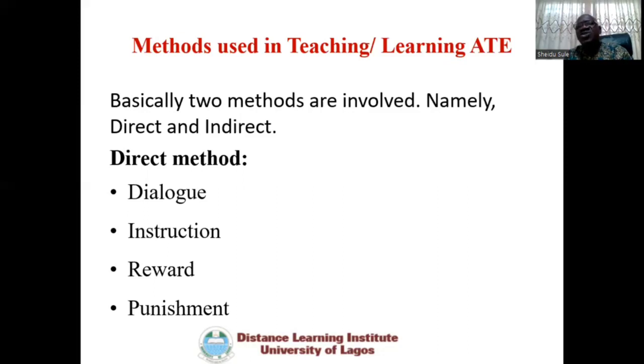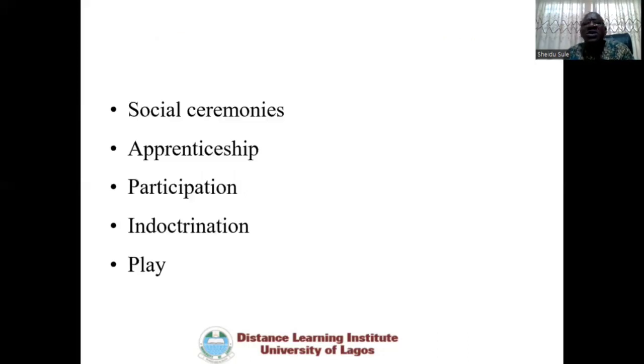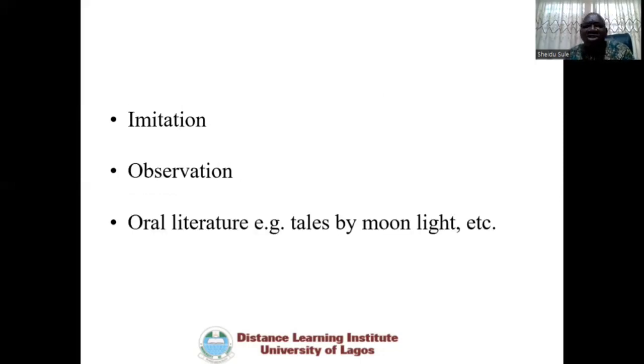Methods used in the teaching or learning of ATE. Basically, two methods are involved, namely direct and indirect methods. Under direct method, we have dialogue, instruction, reward, and even punishment. Social ceremonies, apprenticeship, participation, indoctrination, play, imitation, observation, oral literature, etc., tales by moonlight. All these fall under direct method, through which we learn all those contents that we had already highlighted earlier.